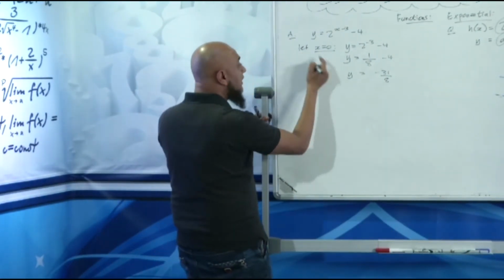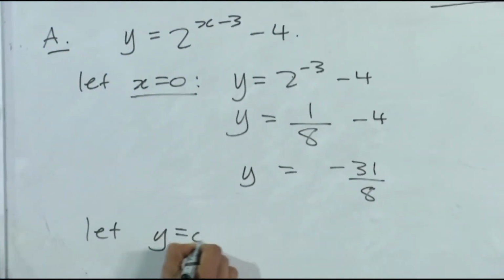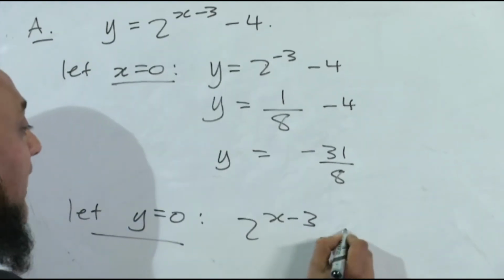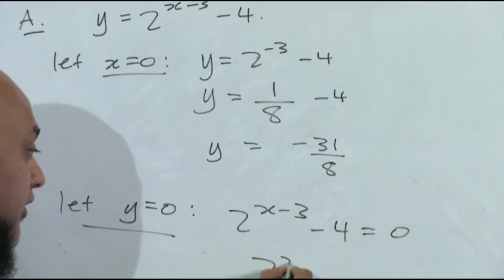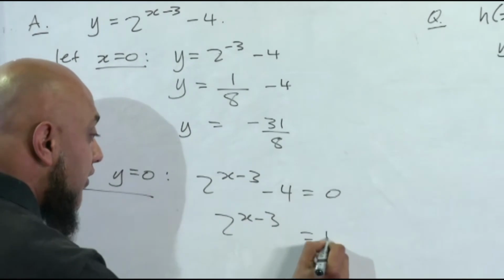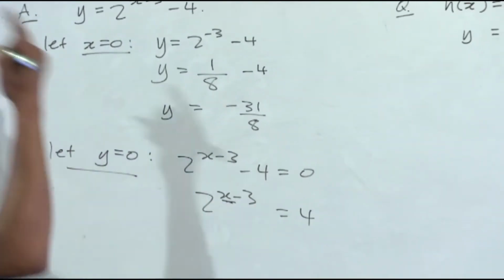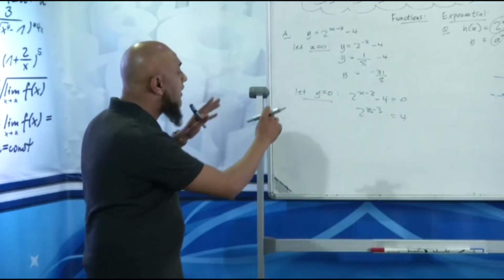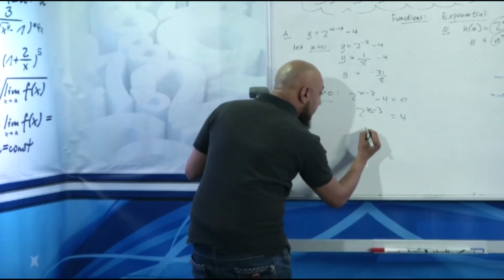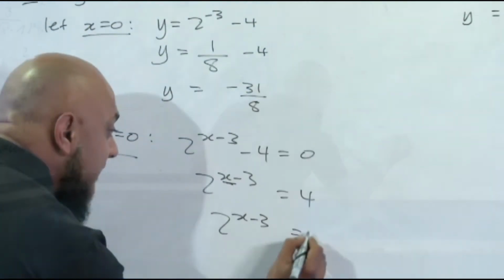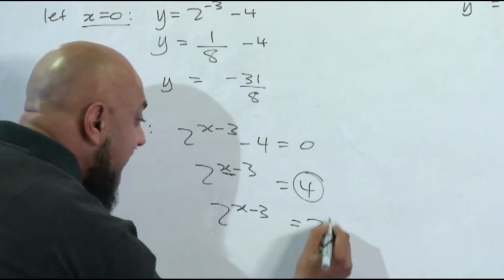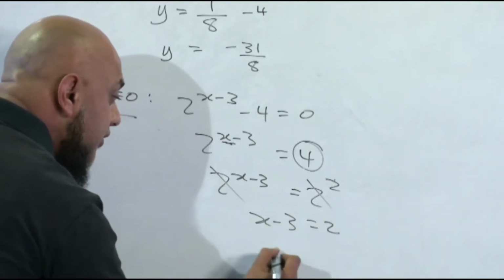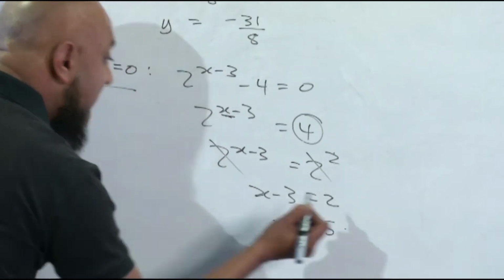Now we go on to let y equal 0. So now we're going to say 2 to the power x minus 3, minus 4, is equal to 0. 2 to the power x minus 3 is equal to 4. Remember, we're solving for x. Remember from our previous episodes on exponential equations, we have to make our bases the same. So 2 to the power x minus 3 is equal to the number 4. We make it the same base, 2 squared. The 2s cancel. x minus 3 is equal to 2. x is equal to 2 plus 3. x is equal to 5.